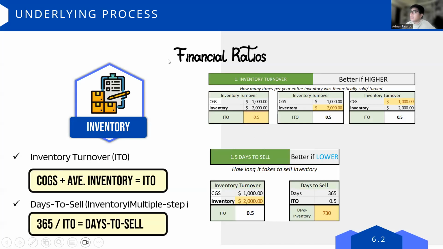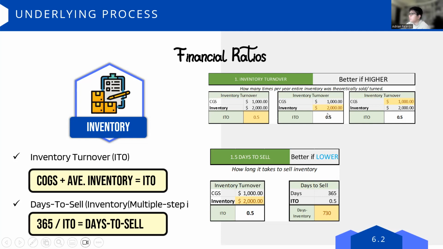And then these are just financial ratios. So first is inventory turnover. So cost of goods divided by average inventory is equal to inventory turnover. And then inventory days to sell is just 365 divided by inventory turnover is equal to days to sale. So inventory turnover, better if higher. So if your cost of goods sold is 1,000,000, your inventory is 2,000. Cost of goods divided by your inventory will give your ITO of 0.5.